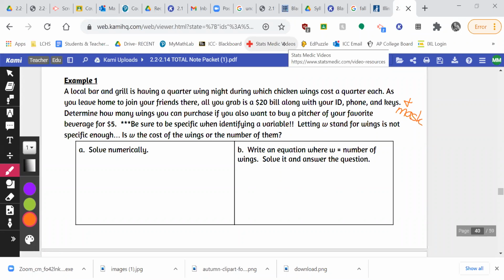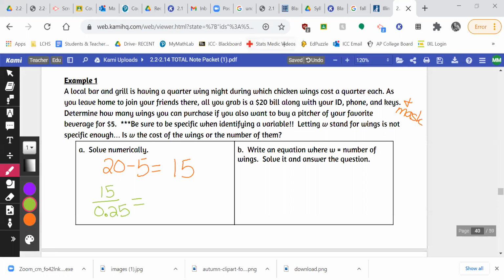First off, we have to account for the fact that we're getting our beverage, so I'm first going to take away the $5 for the drink, and I've got $15 left now. If I have $15 left and I know that the wings each cost 25 cents, the second thing I'm going to do is take 15 divided by 25 cents. So 15 divided by 0.25, I get 60, and this would be our amount of wings. Holy moly.